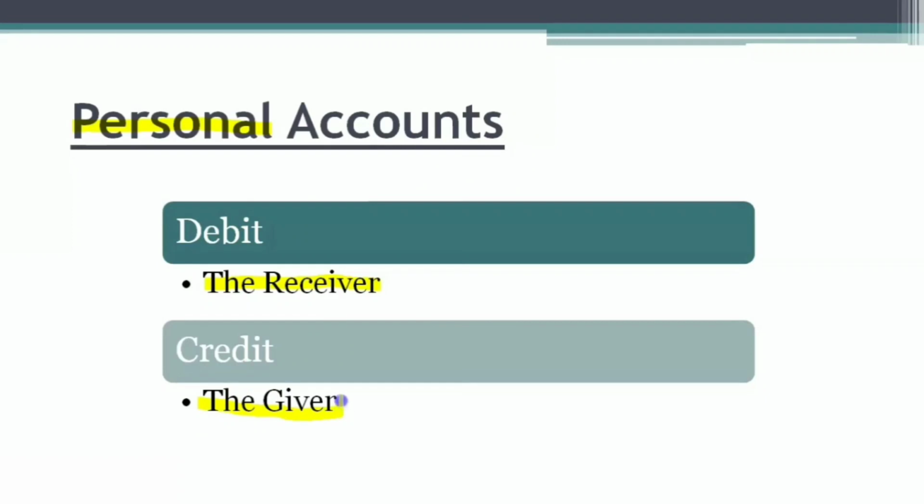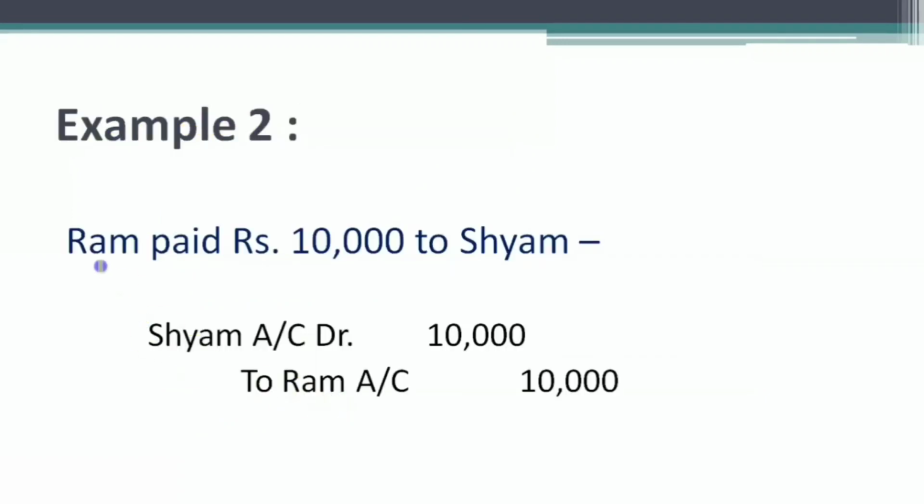Let's see this with the help of an example. Ram paid Rs 10,000 to Shyam. In this case, Shyam is the receiver and Ram is the giver. So we debit the Shyam account and credit the Ram account with Rs 10,000.